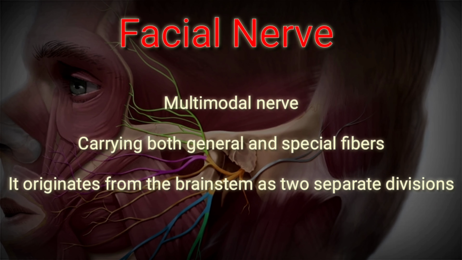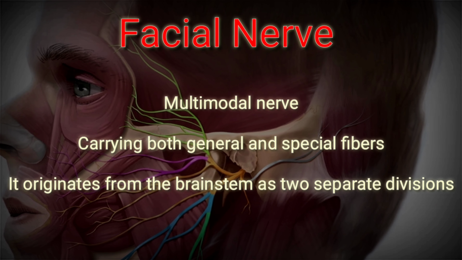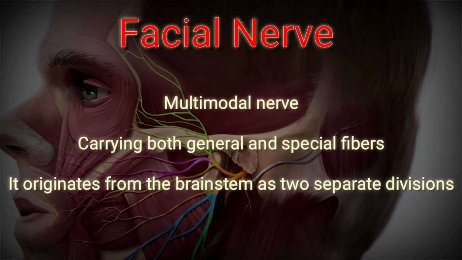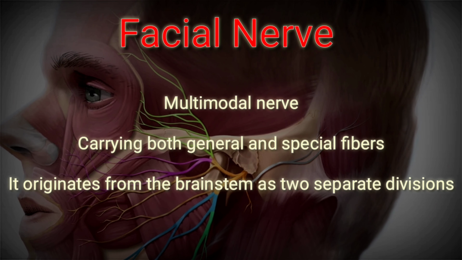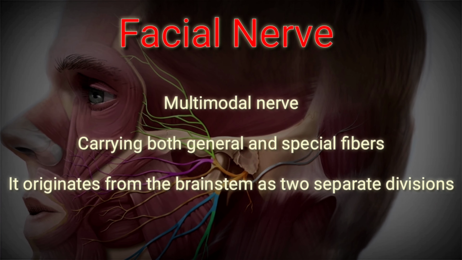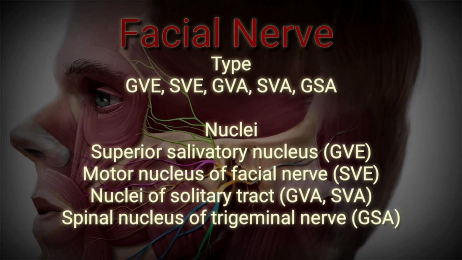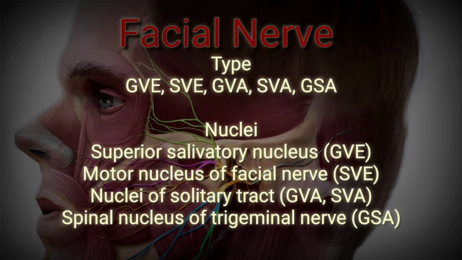The next one is facial nerve, that is cranial nerve 7. The cranial nerve 7 is a multimodal nerve carrying both general and special fibers. It originates from the brainstem as two separate divisions. Type GVE, parasympathetic, SVE, GVA, SVA, and GSA.